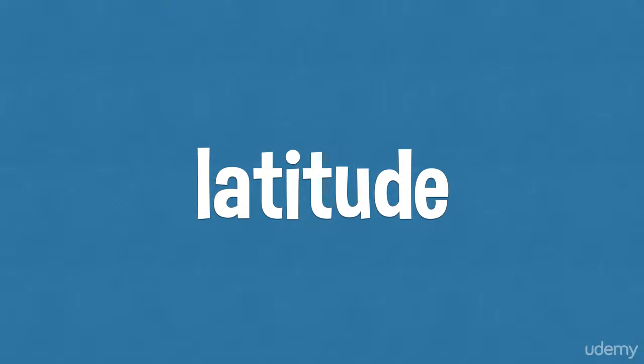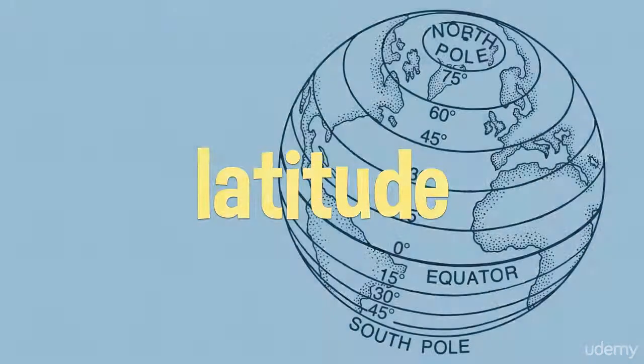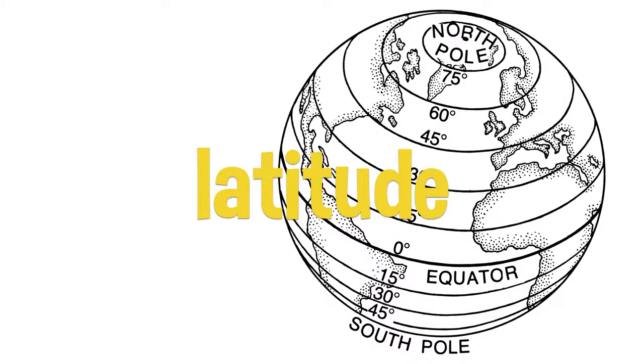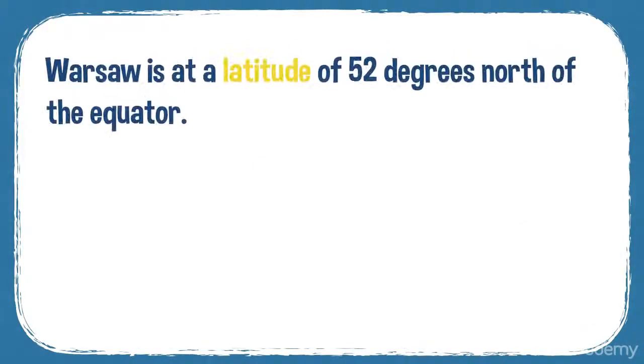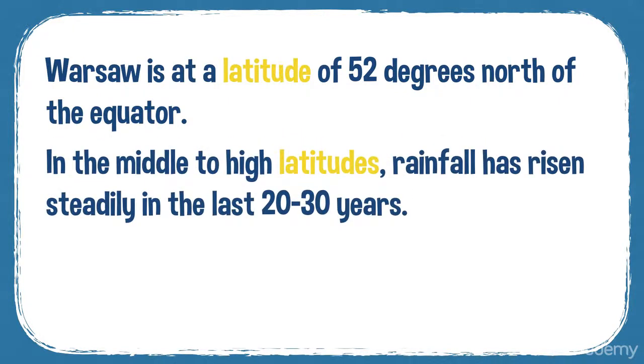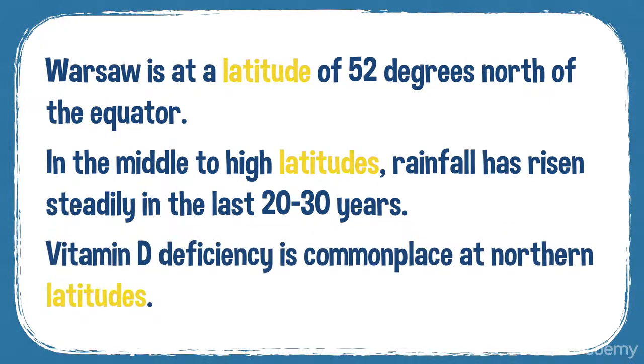So lines of latitude are lines on a map that run from west to east. Horizontal lines, and they tell you how far north or south of the equator you are in degrees. So Warsaw is at a latitude of 52 degrees north of the equator. In the middle to high latitudes, rainfall has risen steadily in the last 20 to 30 years. Vitamin D deficiency is commonplace at northern latitudes.